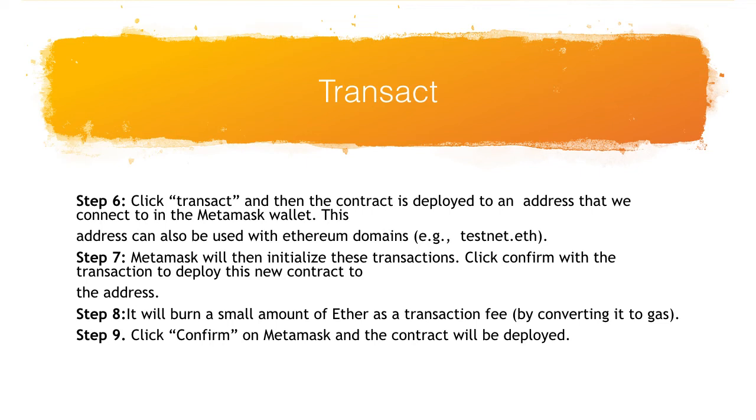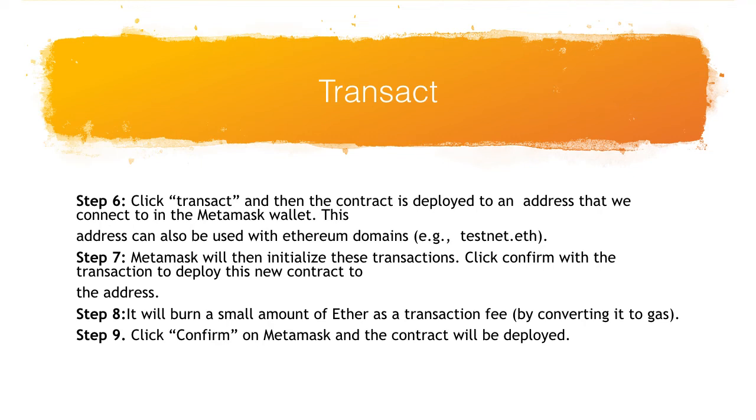MetaMask will then initialize these transactions, and we click to confirm the transaction to deploy the new contract to this particular address. So it will burn a small amount of ether as a transaction fee by converting to gas. And this is exactly why you need to get Ethereum from the faucet, so that you can initialize these transactions and deploy this transaction to a particular address presented in the MetaMask wallet.